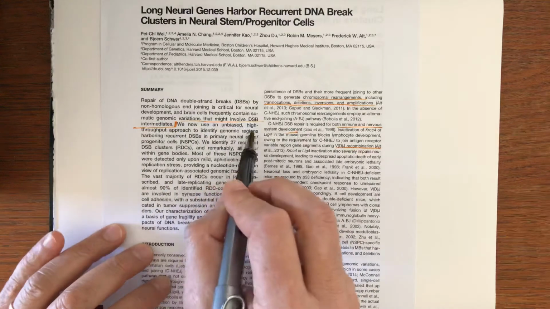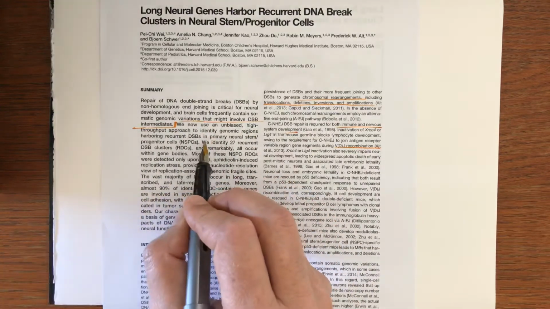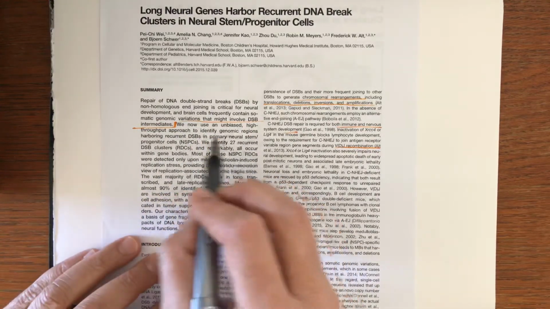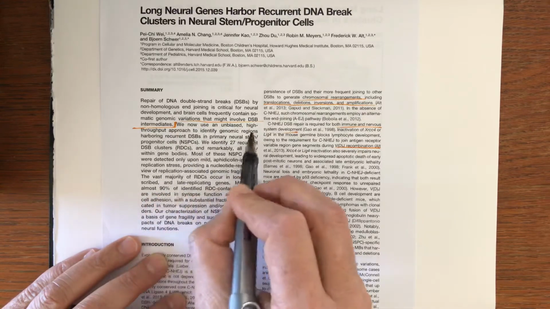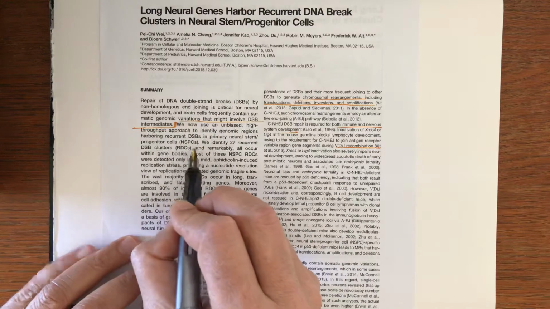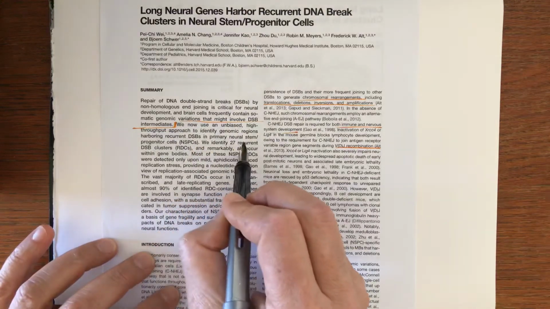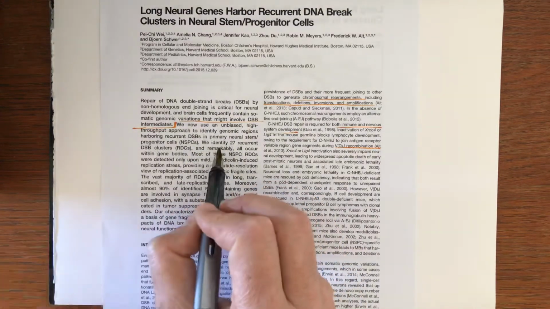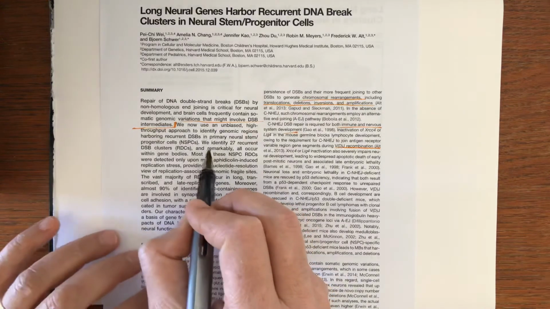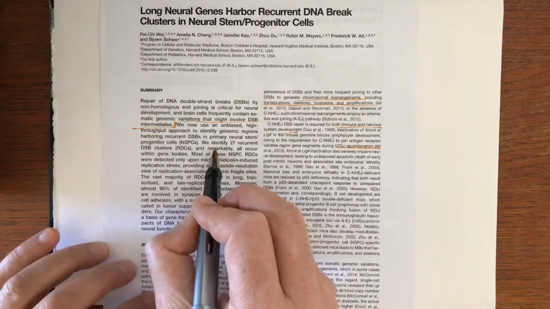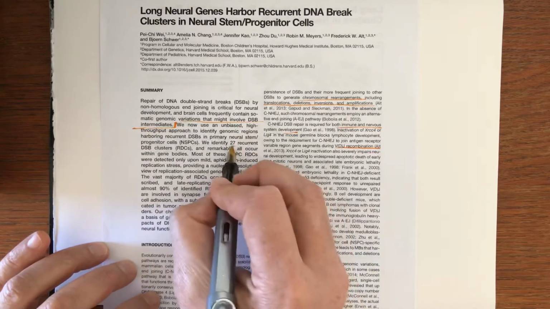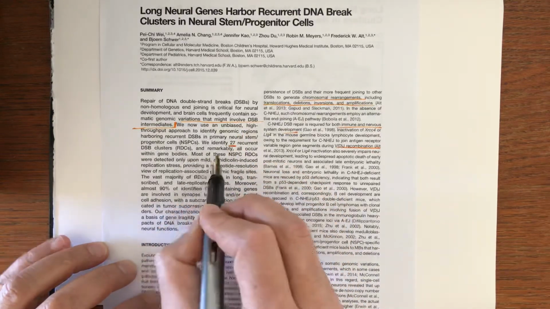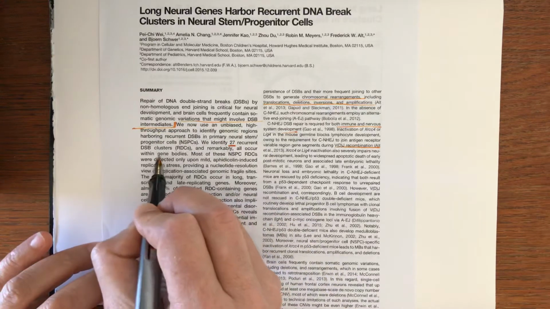We now use an unbiased high-throughput approach, a new technology developed here, to identify genomic regions harboring recurrent double-strand breaks in primary neural stem/progenitor cells. So in these neural stem cells, they're specifically looking at cells that are going to develop into the brain. We identified 27 recurrent double-strand break clusters. We refer to those as clusters. And remarkably, all occur within gene bodies.